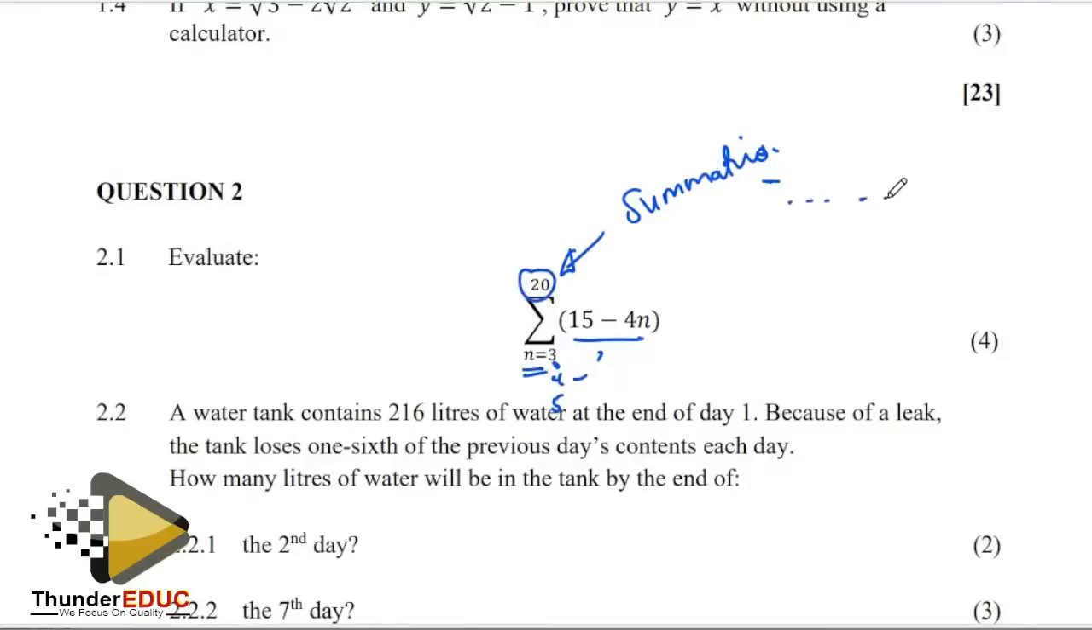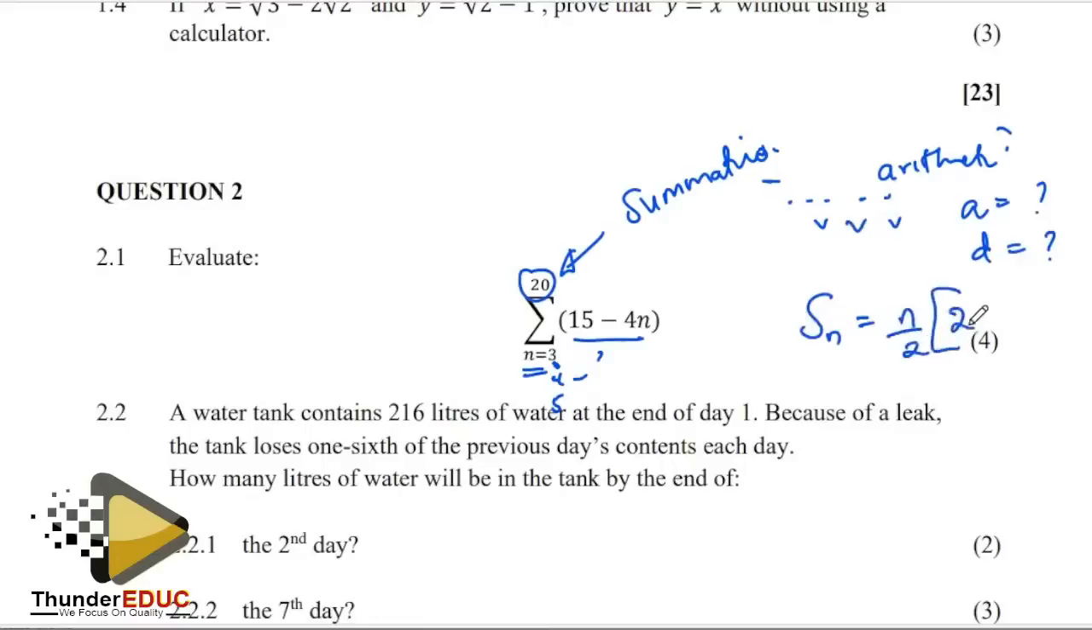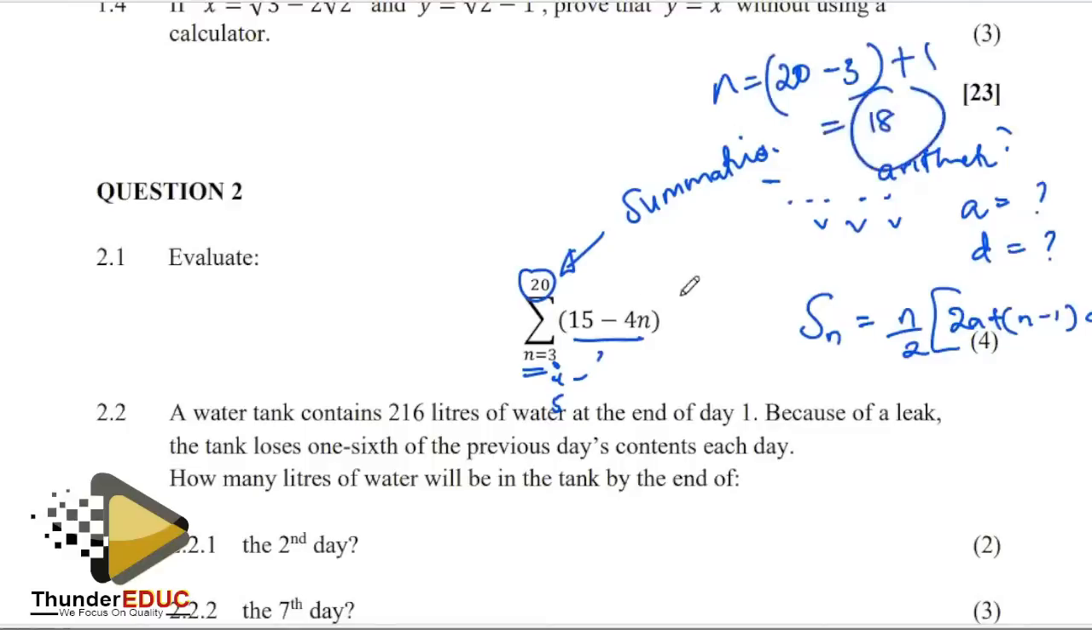So after getting those terms and determining whether it's arithmetic or geometric, let me assume this is arithmetic. Okay, I'll have to get my a, and then I'll have to get my d, and then bring in the sum of the arithmetic, which is n over 2 into 2a plus n minus 1 into d, and then do the substitution. How do I get the number of terms? I will get my last term where I'm ending, which is a 20, minus the starting point, which is a 3, and then I'll have to plus a 1. So in this case, our n will be something like 18, and then I'll use n as 18.